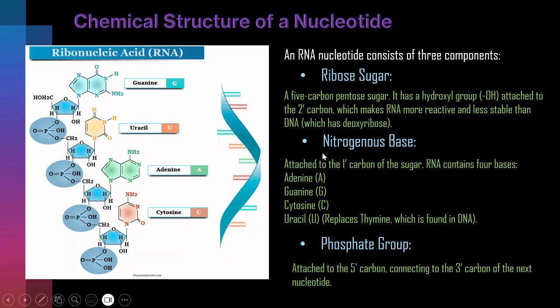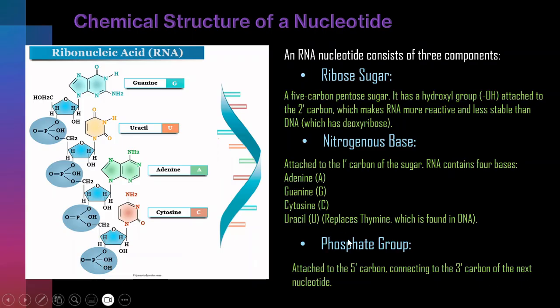The second component is the nitrogenous base. Attached to the carbon 1 of the sugar, RNA contains 4 bases. One is adenine, then guanine, cytosine, and uracil.